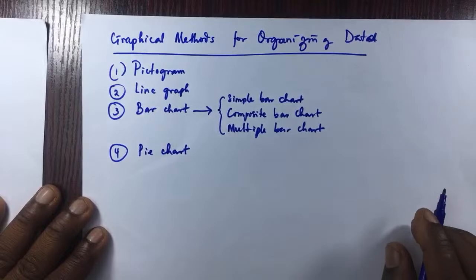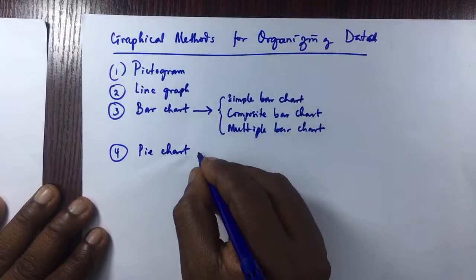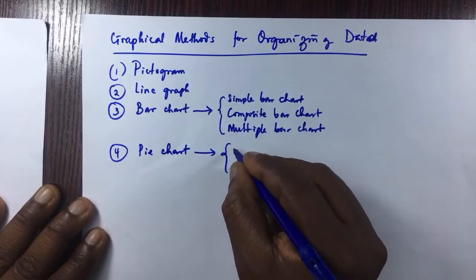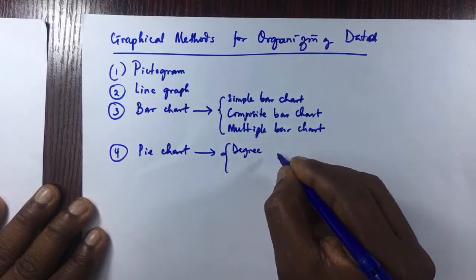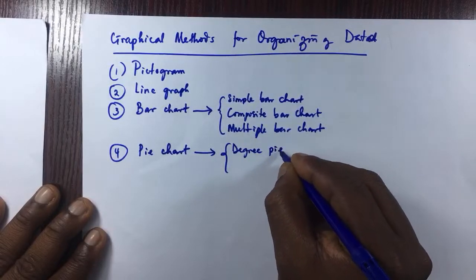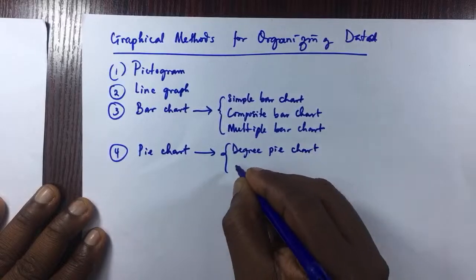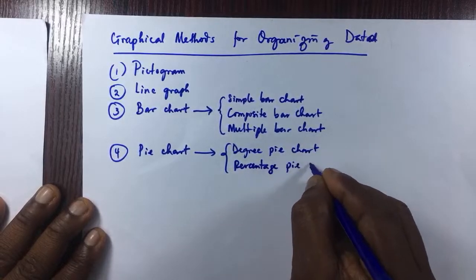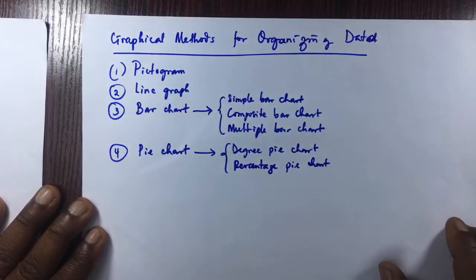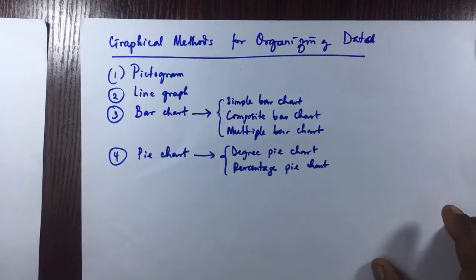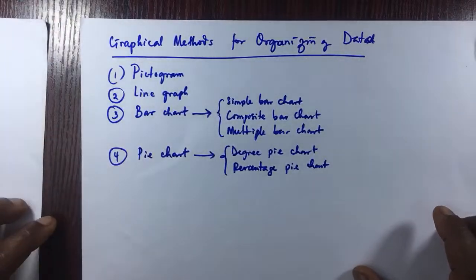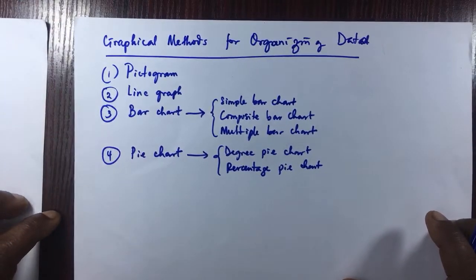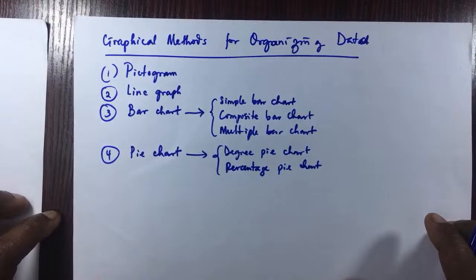Now, after discussing the bar chart, we shall be looking at the next type of graphical technique, which is called the pie chart. So here we shall be looking at the degree pie chart and the percentage pie chart. I'm going to be explaining in that video what each of these techniques is all about.